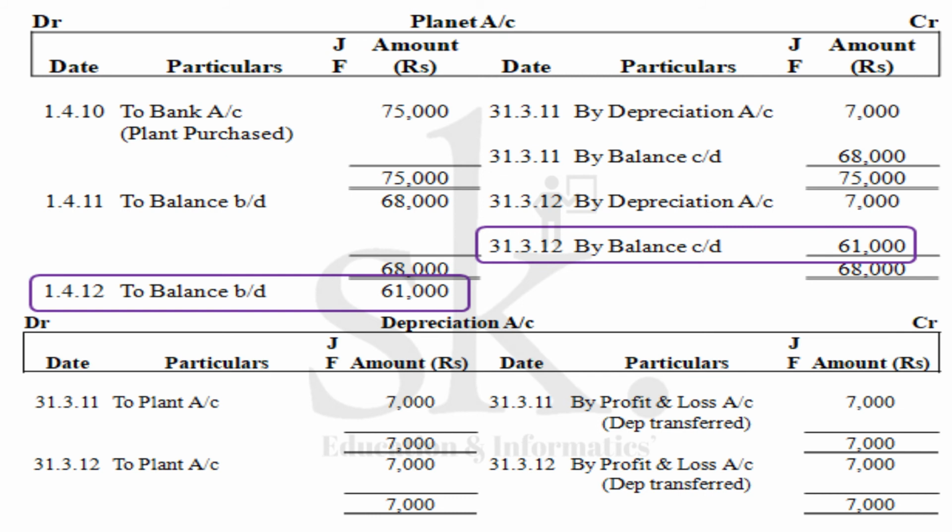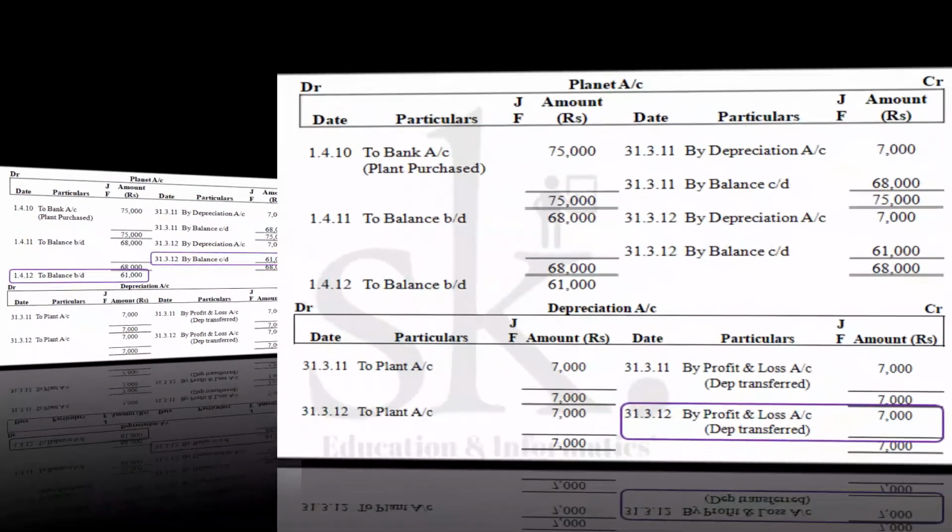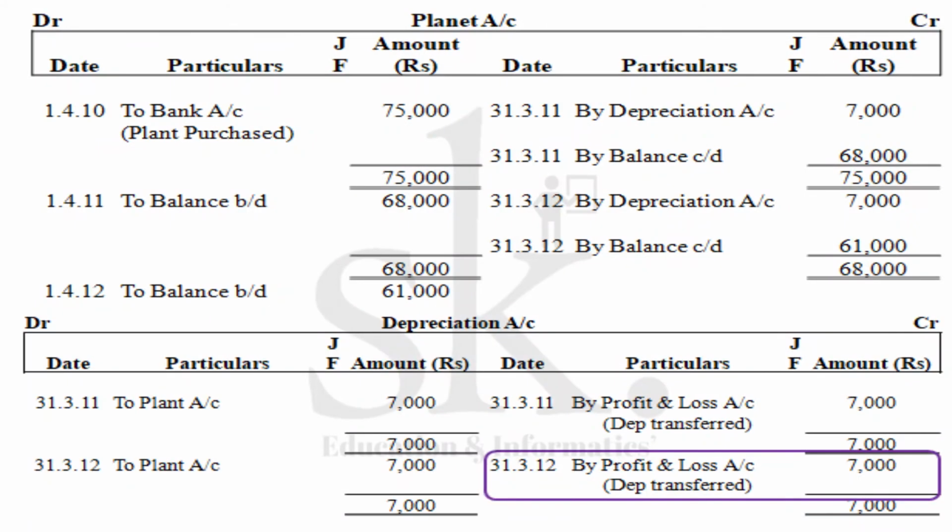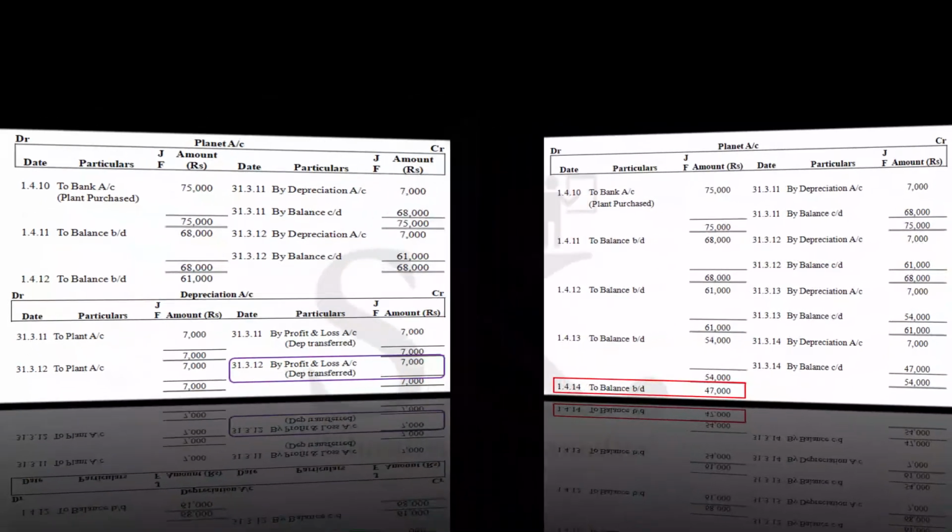We transfer it to 1/4/2012, which is the third year. Balance is 61,000. Similarly, we close the depreciation ledger account, because we have a balance of rupees 7,000 for the second year depreciation. So we transfer the second year depreciation to the profit and loss account as on 31st of March 2012, "by profit and loss account, depreciation transferred" 7,000.